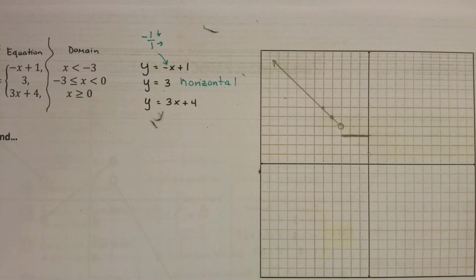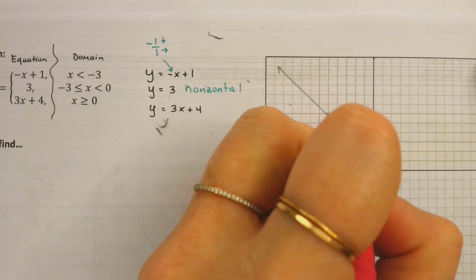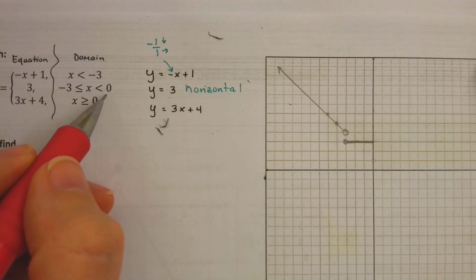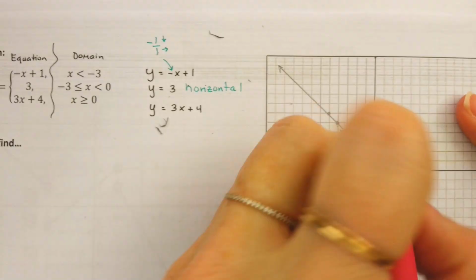And then let's adjust some endpoints. On the side with the negative 3, do I need an open or a closed dot? Closed on negative 3, yeah. On the side with the 0, do I need an open or closed dot? Open. Open on 0.